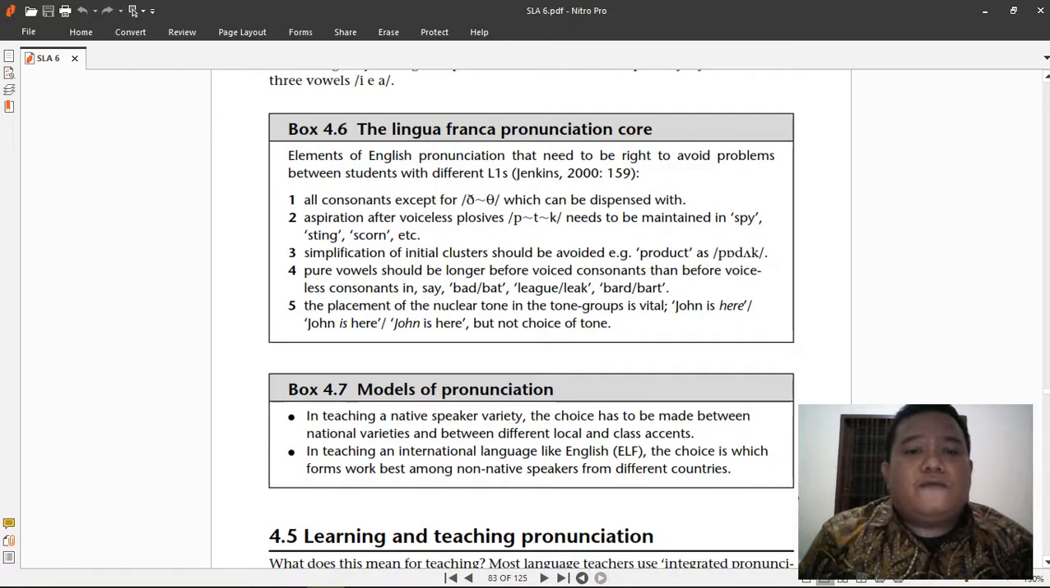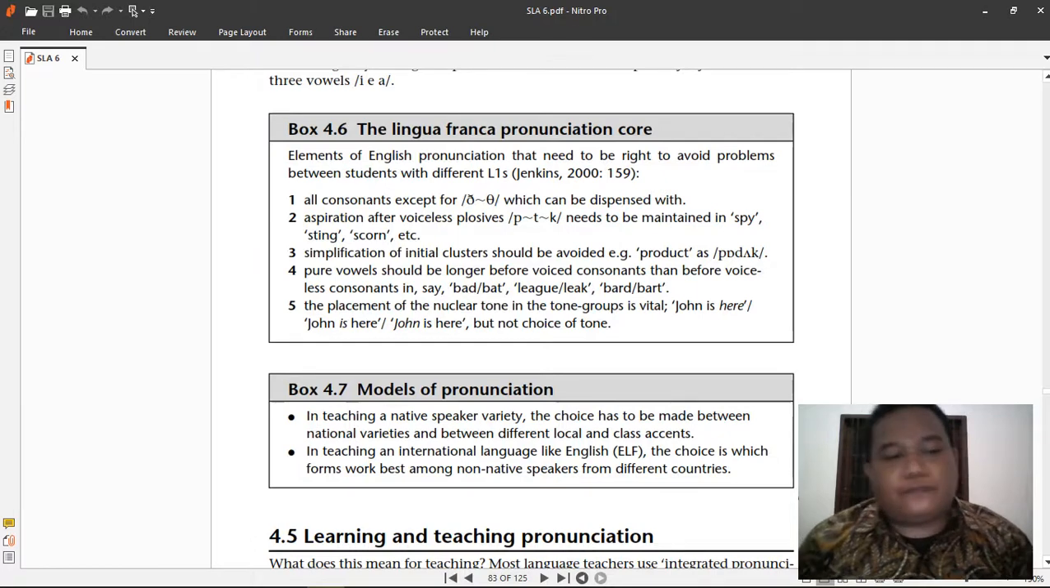All consonants except for the and the, which can be dispensed with. Aspiration after voiceless plosives needs to be maintained in spy, sting, scorn, etc. So aspiration after voiceless plosives. When you talk about pronunciation, of course, you need to know about the voiceless sound and the voiced sound. So p, t, and k are included in voiceless sounds.